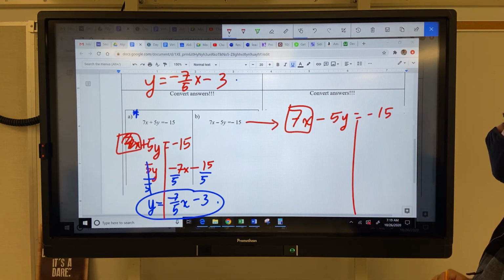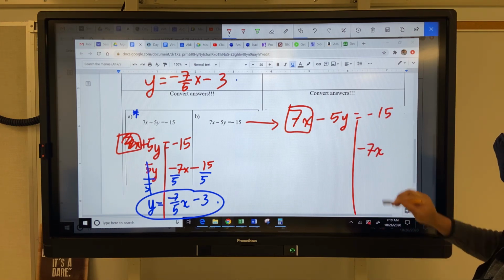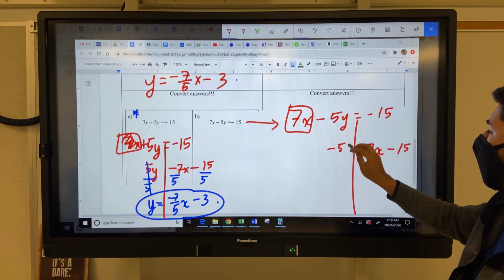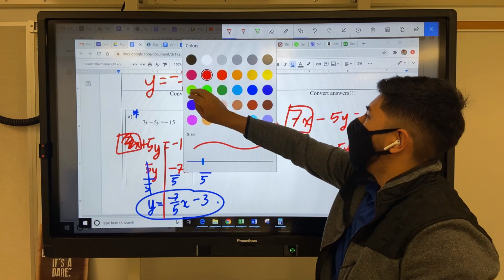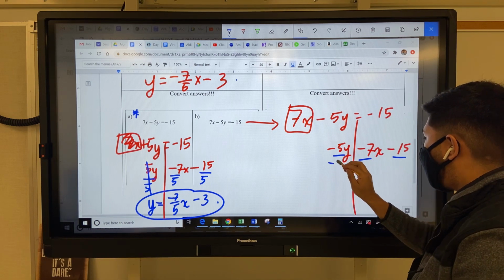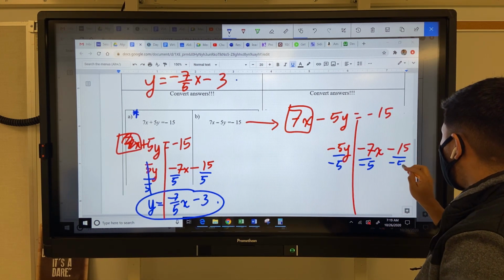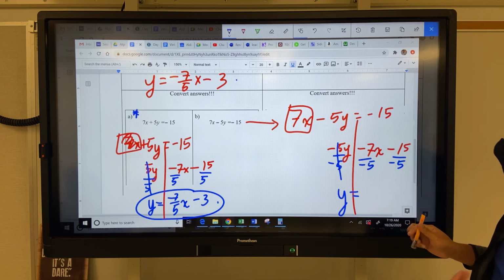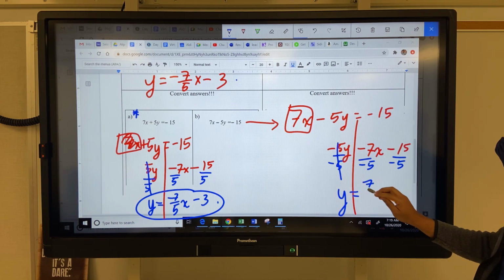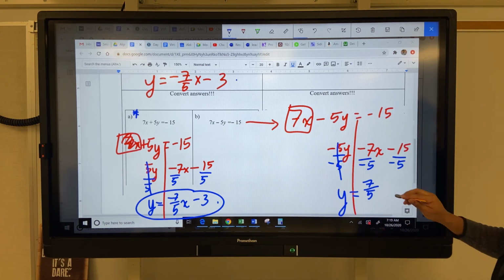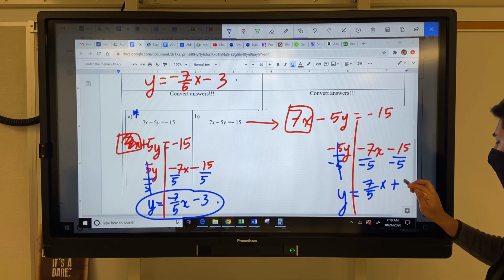Same process. Moving this 7x over turns into negative 7x. Bring down the minus 15. Bring down the negative 5y. Divide. Instead of it being positive 5, now it's by negative 5. Cancels. Got my y equals. Negative 7 over negative 5 in the calculator is going to give you the same fraction, but it's positive. And as you can see, our answer was negative. Right here, same situation, negative 15 over negative 5 is a positive 3.